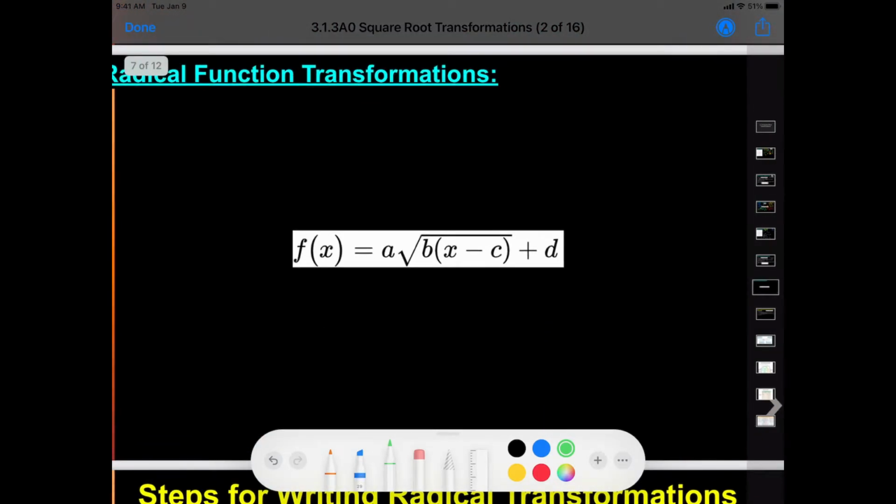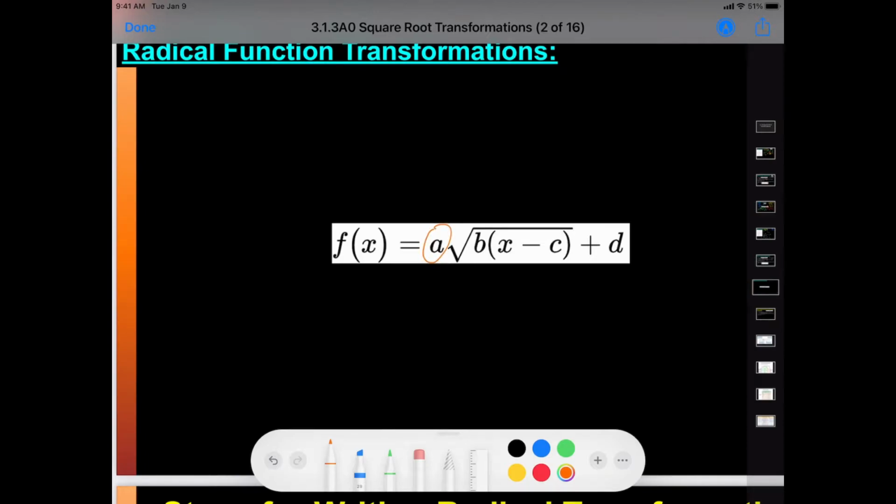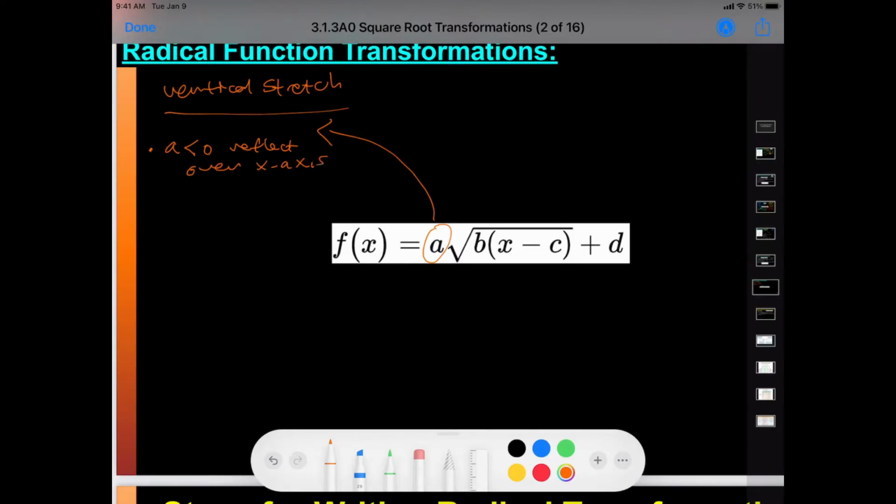We've already gone through characteristics for the square root, and it's essentially the same thing. So let's just go over those. Your a value is talking about verticals. You can call this a stretch. So if your a value is less than 0, it's going to reflect over the x-axis. And basically it's a stretch or compression.